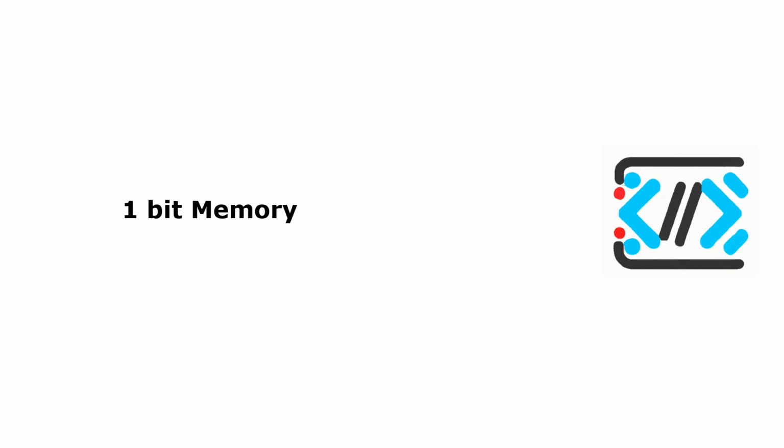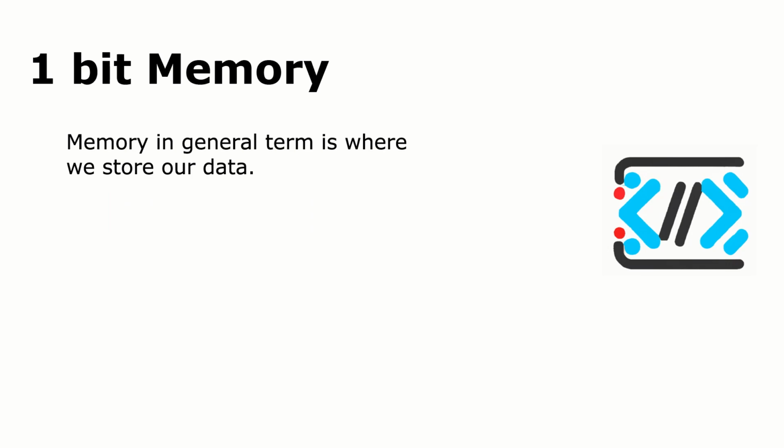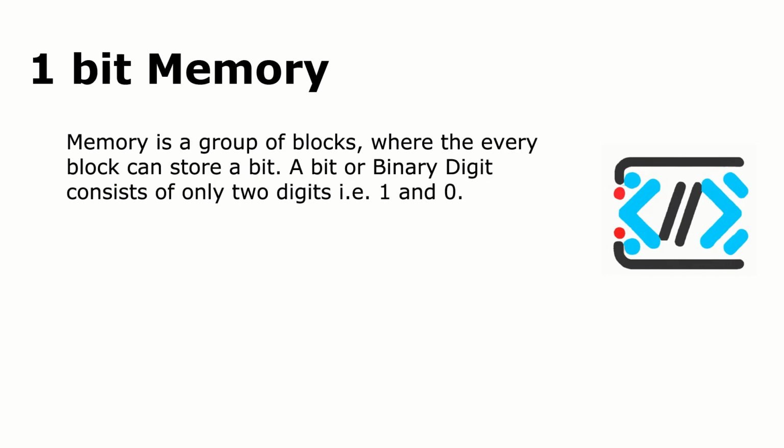At first, we will discuss 1-bit memory and overall what memory is. Memory in general terms is where we store our data. In RAM, we store data temporarily. Memory is a group of blocks where every block can store a bit. A bit, or binary digit, consists of only two digits, that is 0 and 1.